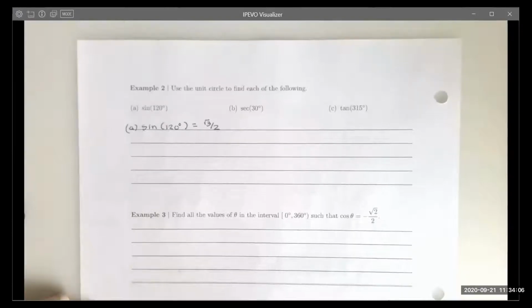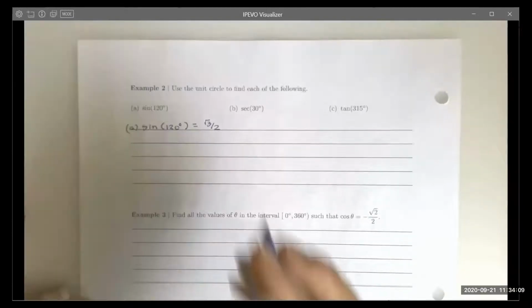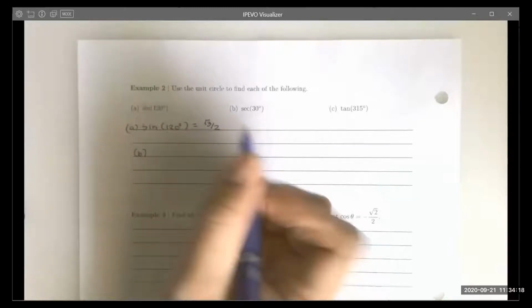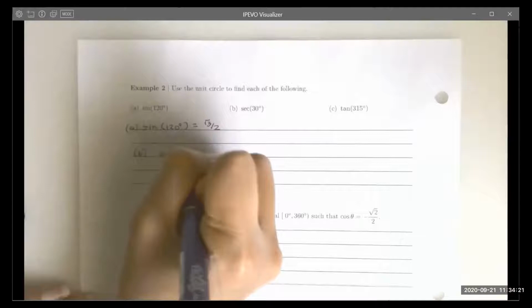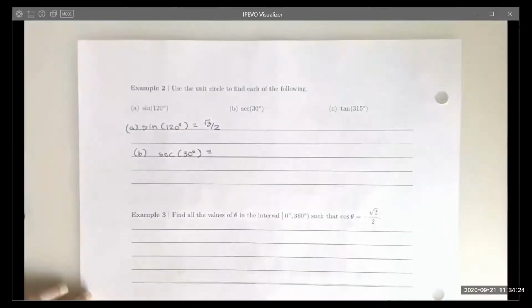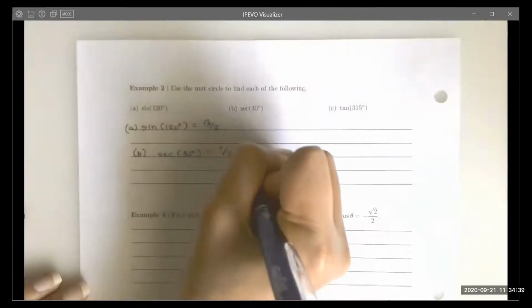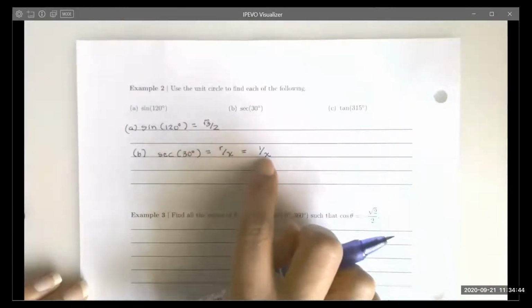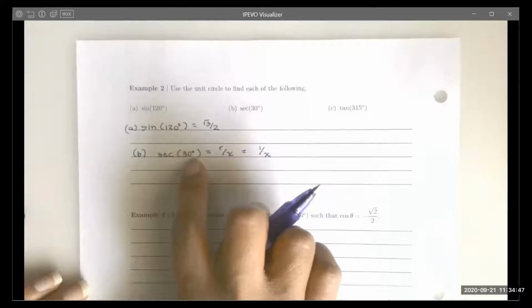Okay. What about secant of 30? Well, for secant of 30, we don't have secant explicitly in the coordinates. That means we're going to have to think about what it was according to definition number 2. Secant is the reciprocal of cosine, and cosine, if you remember, was x over r. So secant would be r over x, right? But on the unit circle, the r is a 1, so we're going to get 1 over x. So we have to take a look at what the x coordinate is at angle 30.